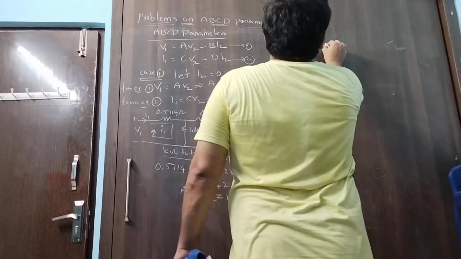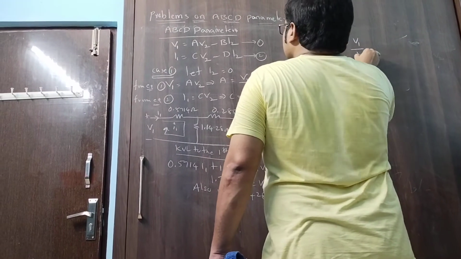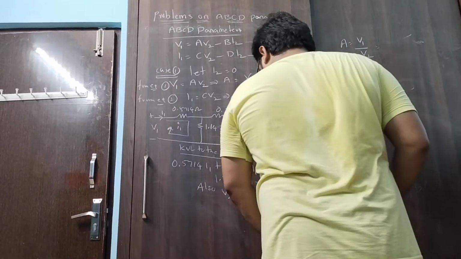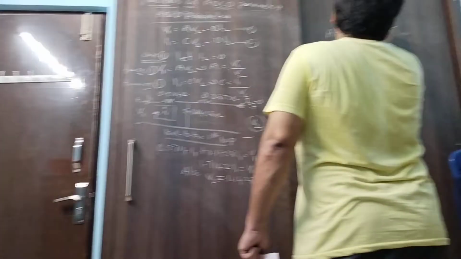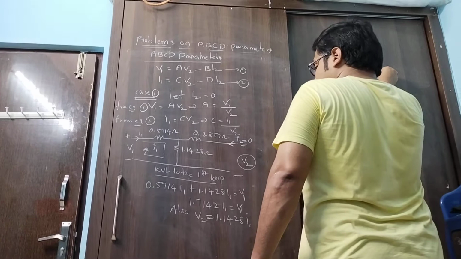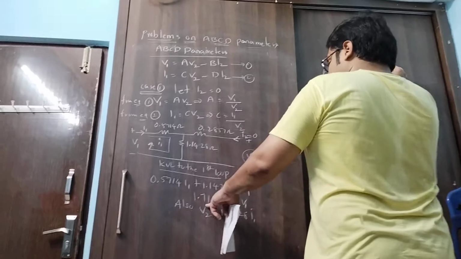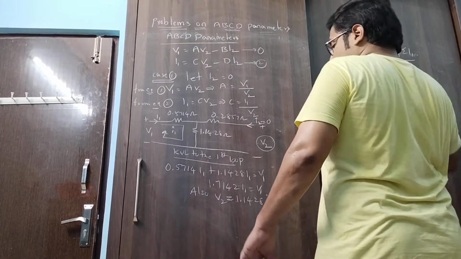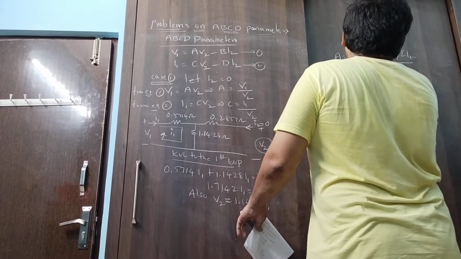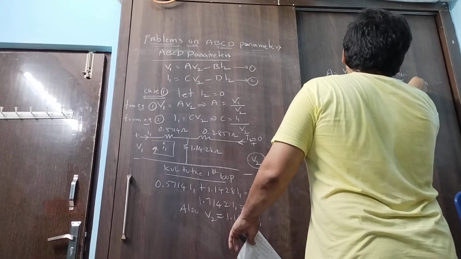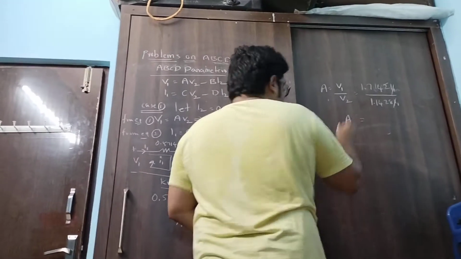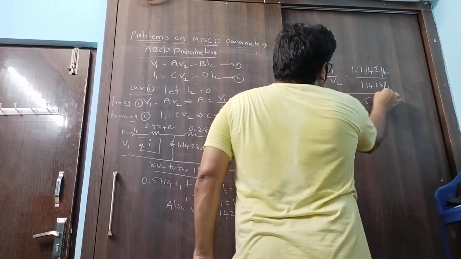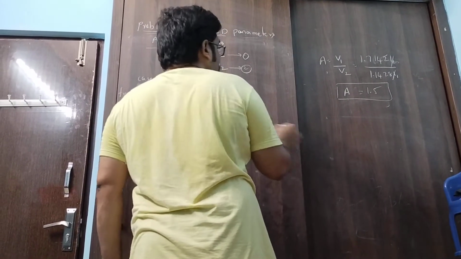So A is equal to what? A is equal to V1 divided by V2. What is V1? 1.7142 I1. So 1.7142 into I1 whole divided by V2, which is 1.1428 I1. This and this will get cancelled. So the value of A probably you are going to get 1.5.